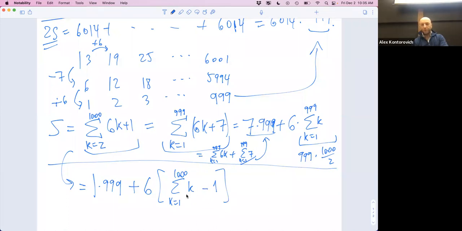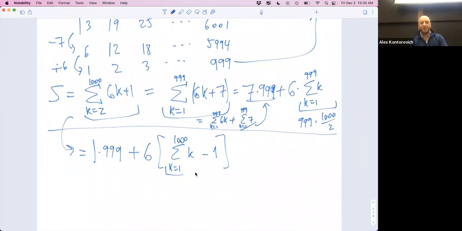So the first term would be k equals 1. Does everybody see that? Everybody see how I got that? Okay, for this we have a formula. We know what this is. Where n is 1,000, so 1,000 times 1,001 over 2, right? n times n plus 1 over 2, and then we're going to subtract 1 from that.